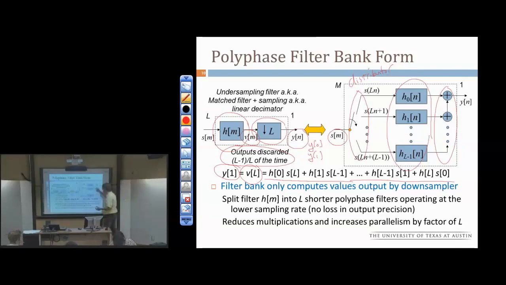And then in addition to that, I have these L polyphase filters in parallel. And so if, again, my target architecture, such as an FPGA, could handle this parallelism, I get another factor of L speed up by doing the polyphase filtering in parallel.